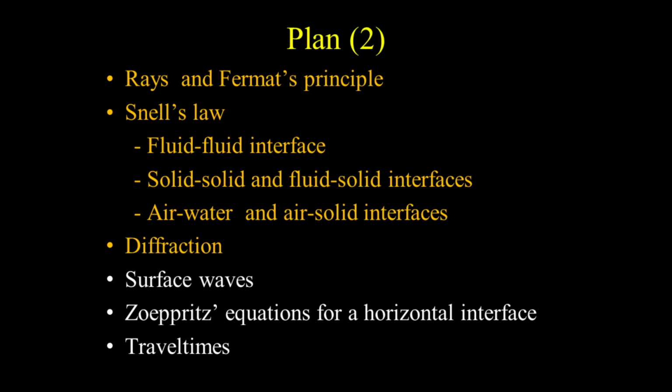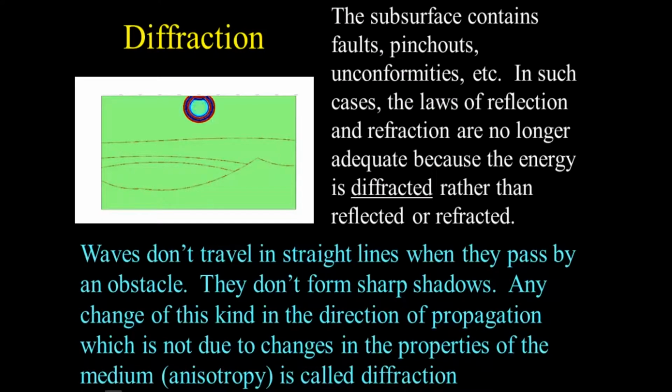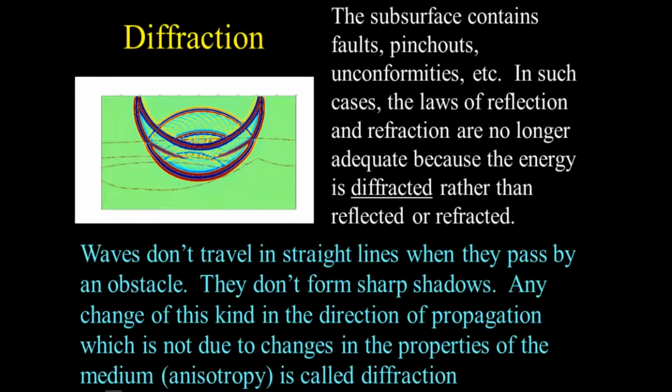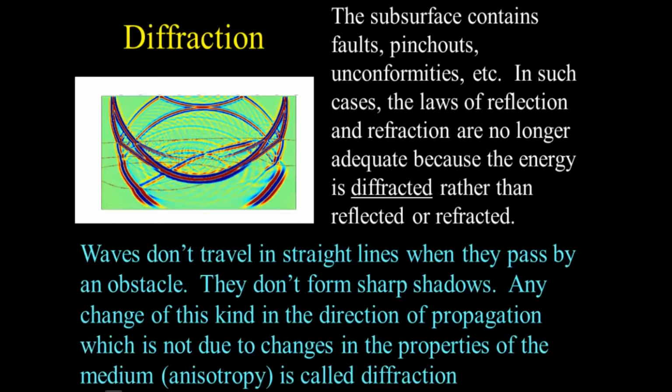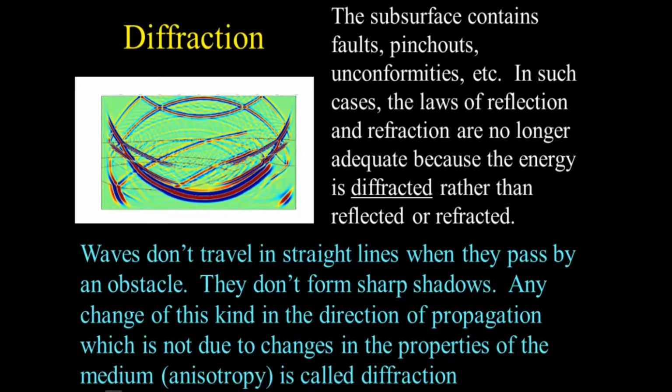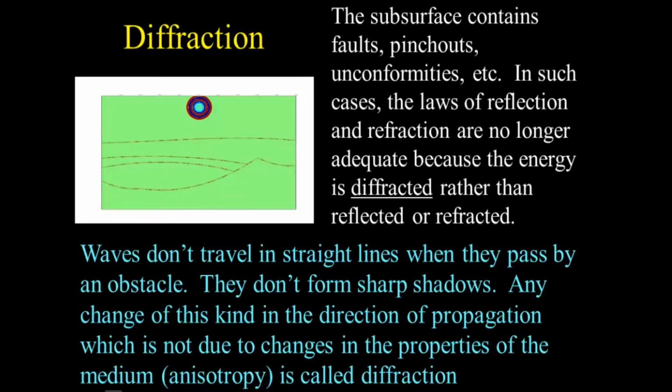Let's now consider the case where the interface between two half spaces discontinues. The subsurface contains faults, pinch-outs, unconformities, and more. In such cases, the laws of reflection and refraction are no longer adequate because the energy is diffracted rather than reflected or refracted. Waves do not travel in straight lines when they pass by an obstacle. They don't form sharp shadows. Any change of this kind in the direction of propagation, which is not due to changes in the properties of the medium, that is, anisotropy, is called diffraction.